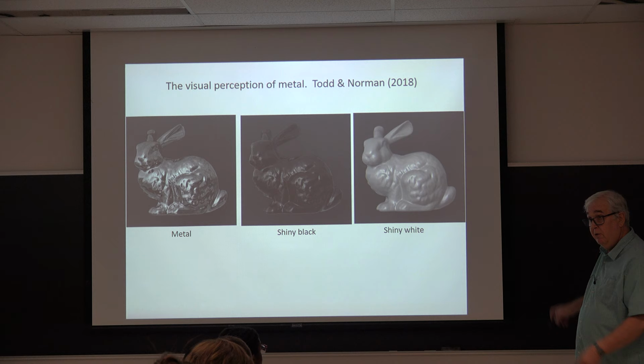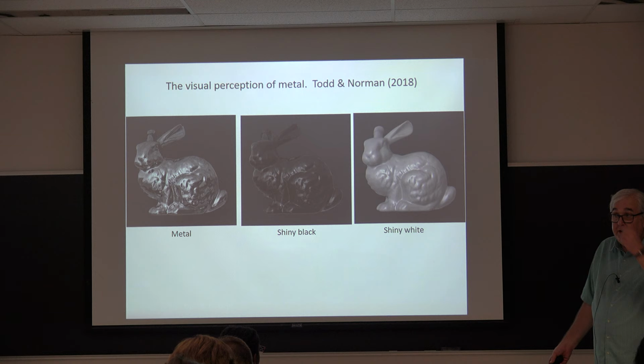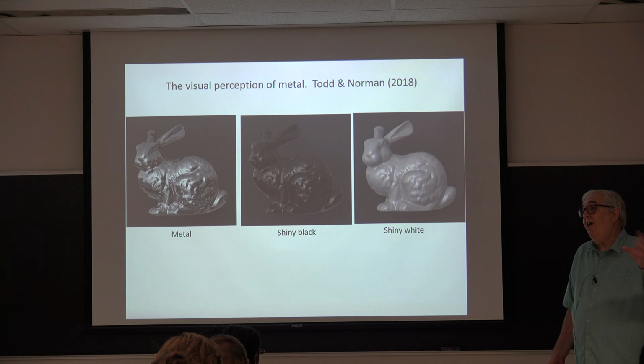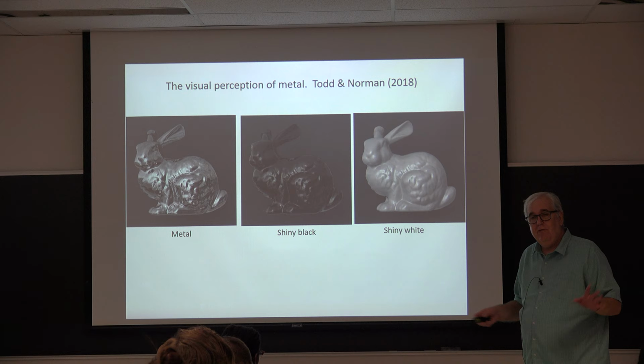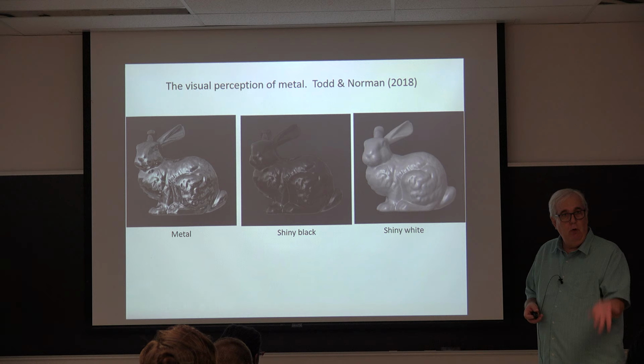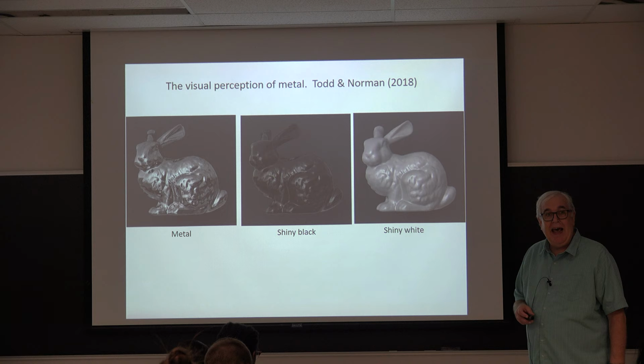They're all shiny. Now, up until recently, there's been a lot of research on what makes surfaces look shiny. The answer is that there are a number of factors that contribute to it, but the main one by far is the surface roughness. So if you have a low roughness, the surface will look shiny. If you have a high roughness, the surface will look matte or not shiny.